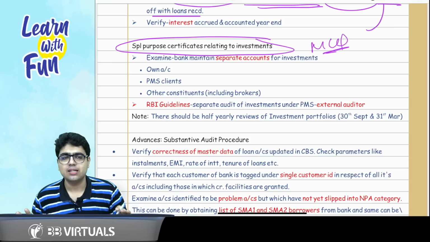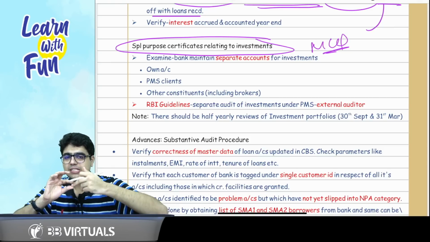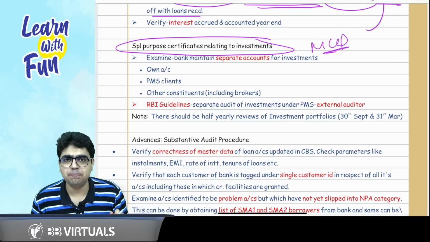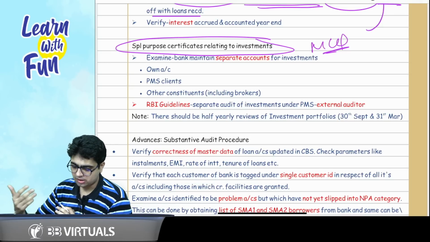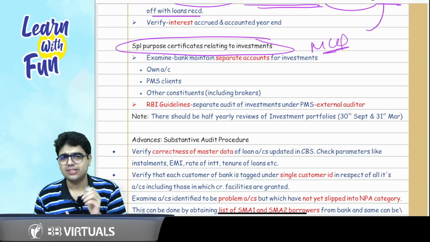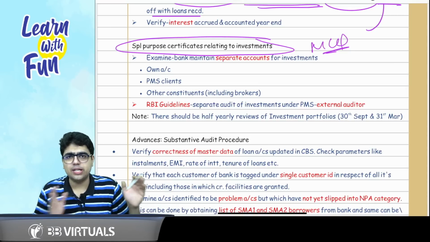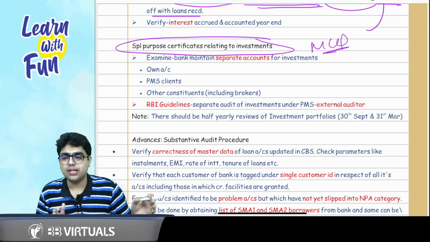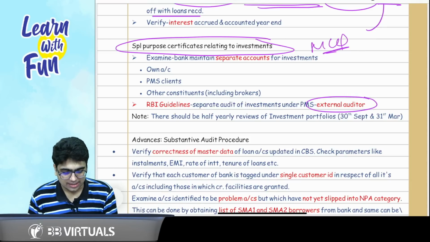It just says a bank can make three types of investments: investment on its own account, investments for its PMS clients, that is the portfolio management services it provides to clients, or investments on behalf of other constituents like brokers. Whatever the investments, separate accounting should be done. Not only separate accounting, separate audit needs to be done by the external auditor.